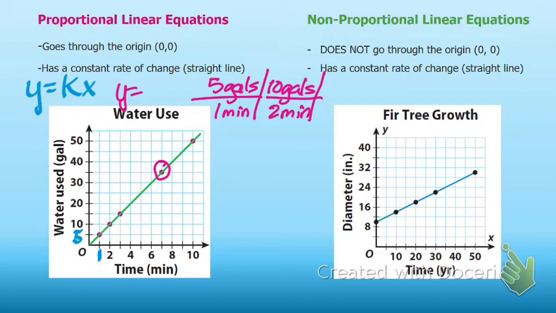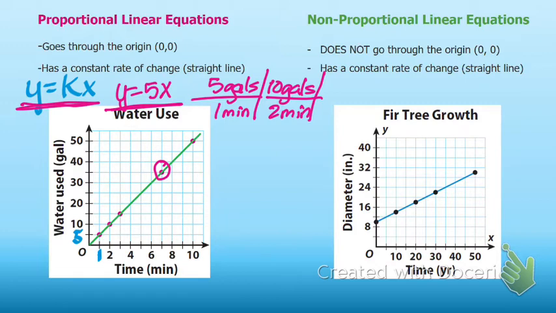That's the 5. That's the 5 gallons per minute. So I would write 5. What goes after 5? X. Yeah, just look at this original one. So this one was y equals 5x. So, okay, 5 gallons per minute.